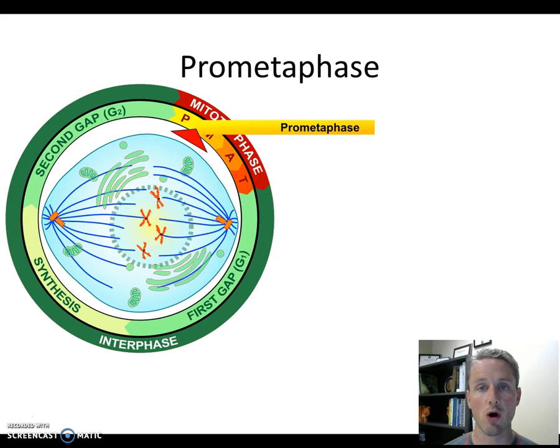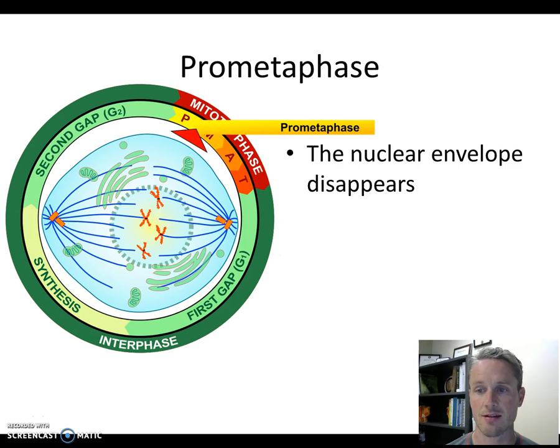Next, we can move into prometaphase. During prometaphase, we're going to accomplish a couple more tasks. First, we're going to get rid of the nuclear envelope. So this little dashed line represents the old nuclear membrane, and we've removed it. Now the chromosomes are free to float around in the cytoplasm, and eventually we'll be able to move them to opposite sides of the cell.